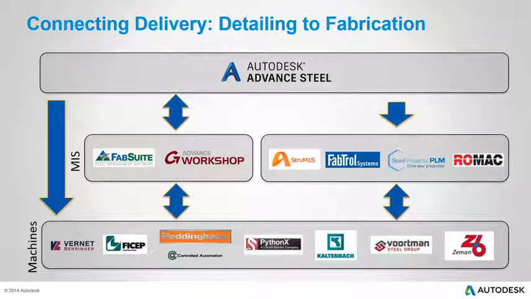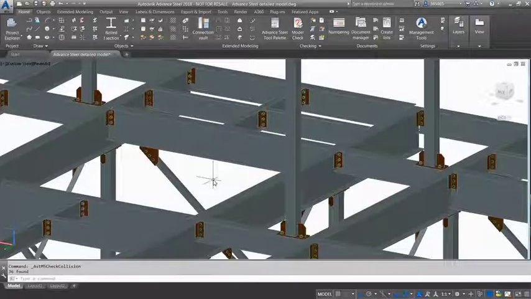And then looking at Advanced Steel, where does that integrate? So if you're looking to push some Advanced Steel information out to CNC machines, you can actually export it to DSTV and to NC files as well. So looking at the prefabrication workflow there from Autodesk Advanced Steel.